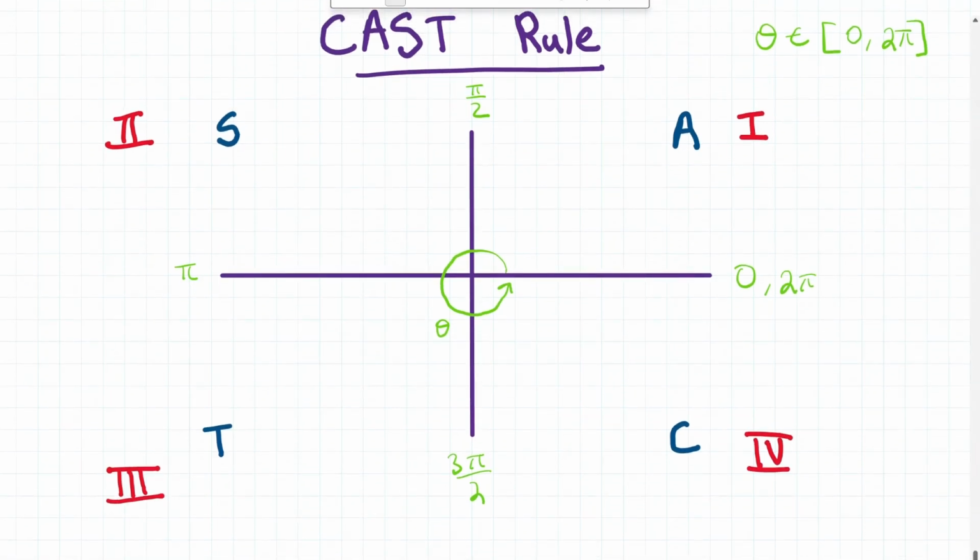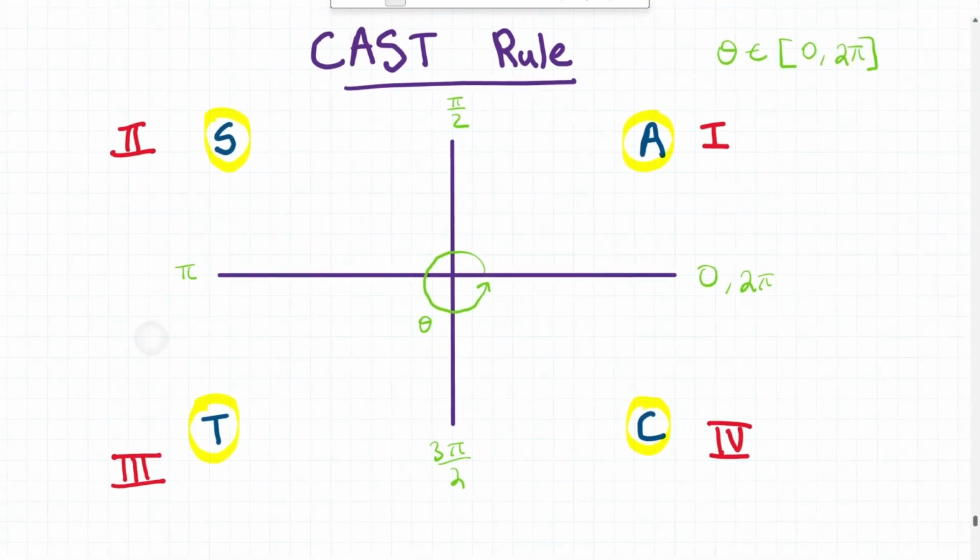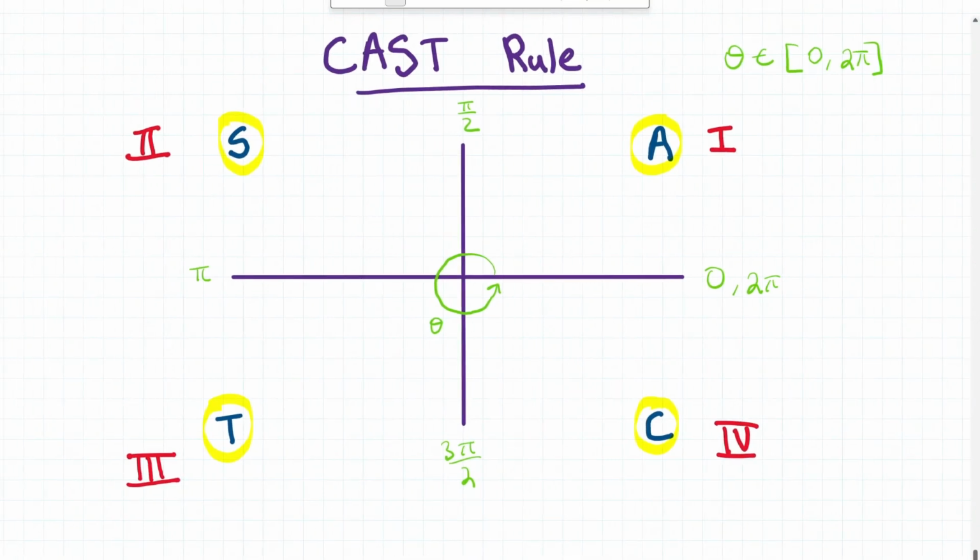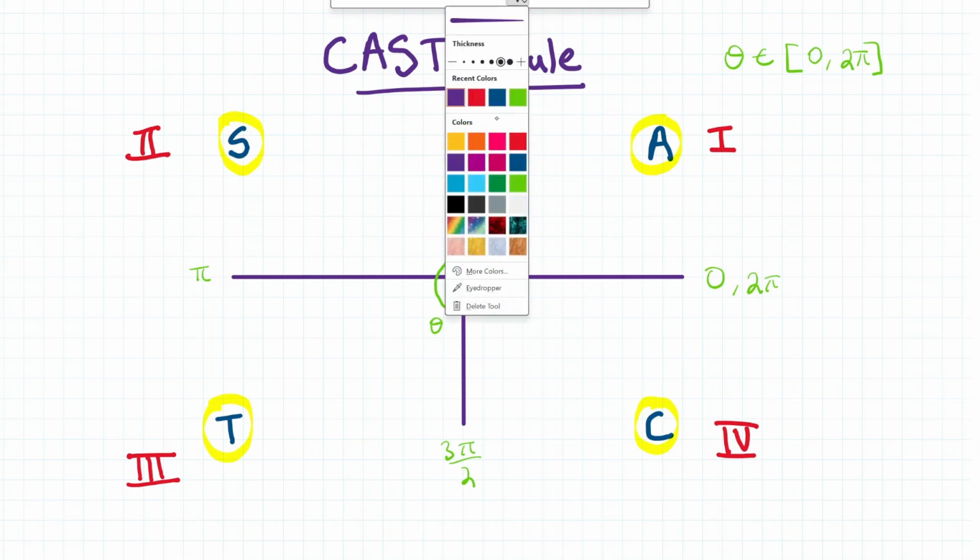I've written out these letters over here. Starting in the fourth quadrant, we have C, then moving counterclockwise, we have A, S, and then T. So this spells out CAST. This is a great acronym that we can use to memorize this rule. And again, it tells us which quadrants are going to have positive or negative ratios. Let's dive into this a bit further.